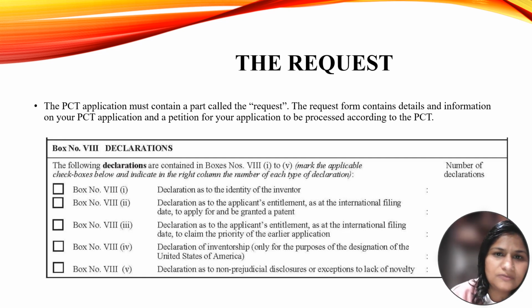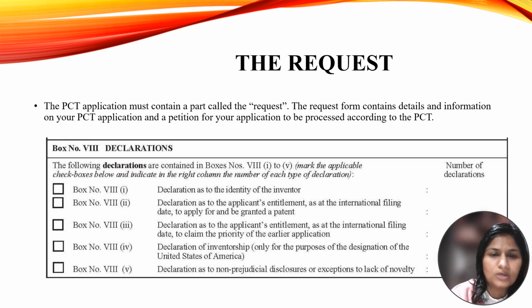So the request is the first part. The PCT application must contain a part called the request. The request form contains details and information on your PCT application and a petition for your application to be processed according to the PCT. This is how it looks. We have several box numbers, and then declarations are also there.